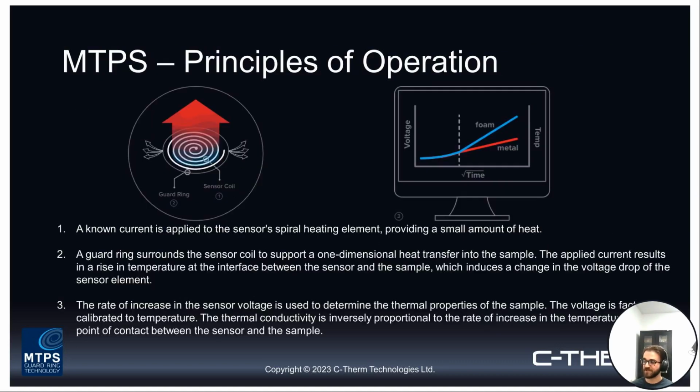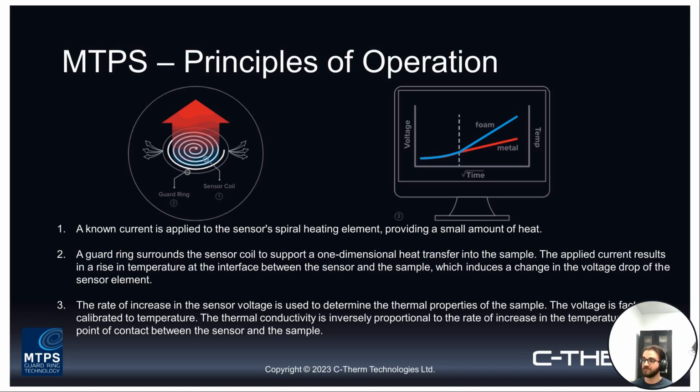From a principles of operation standpoint, just to give you that high level understanding of how the sensor works, essentially the sensor has a spiral heating element on the top side of the sensor chip. This is what's used to deliver that pulse of thermal energy for the measurement. As that heat pulse is being delivered, the system simultaneously monitors the change in temperature that occurs as a function of time. And it's within that dynamic change over the measurement duration, the rate of change that is observed, that is used to determine the thermal properties of the sample.